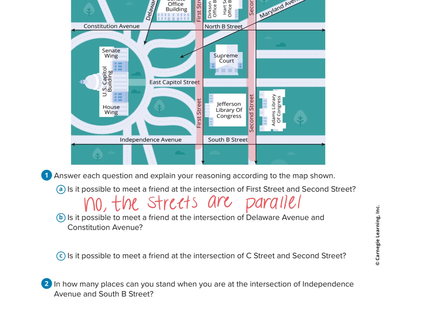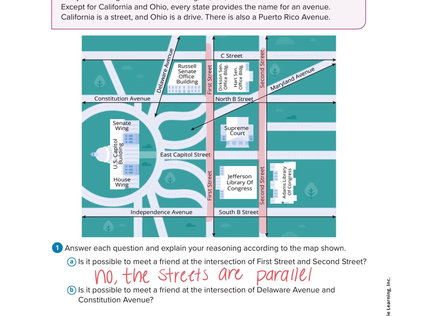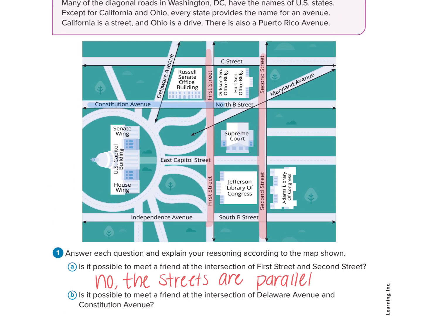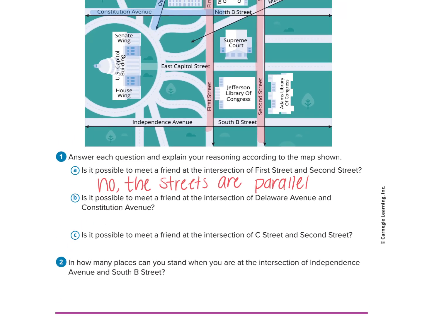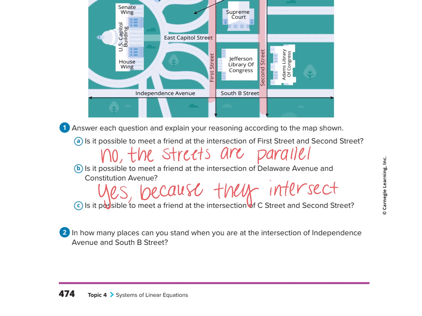and it cannot work. Letter B, is it possible to meet a friend at the intersection of Delaware Avenue and Constitution Avenue? So I see Constitution and I see Delaware. Is it possible to meet a friend at the intersection there? Hopefully you're thinking yes. Why? Because they intersect. There is one solution to the system.